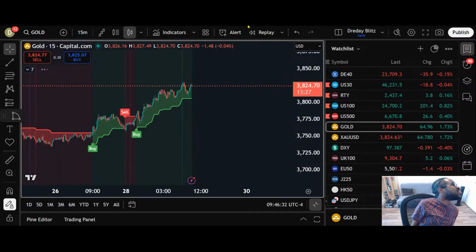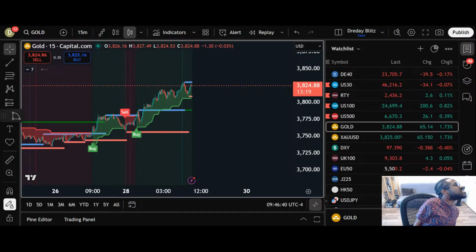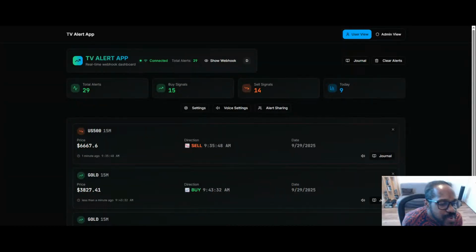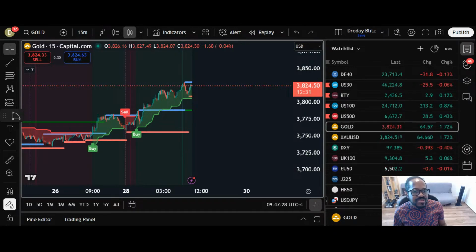So gold was a buy, I think. Was that it? Let me check. Let me pull up the TV alert app. All right, so the last signal here was a sell on US SP 500, and we had a gold trade for a buy. So gold was a buy. So let's go back on TradingView. We're going to be looking at gold here. Perfect.